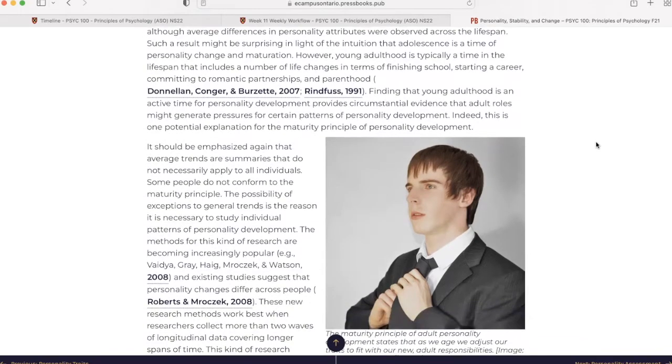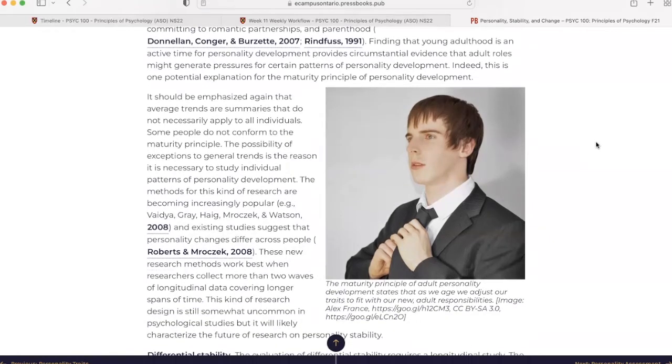However, young adulthood is typically a time in the lifespan that includes a number of life changes in terms of finishing school, starting a career, committing to a romantic partnership, and parenthood. Finding that young adulthood is an active time for personality development provides circumstantial evidence that adult roles might generate pressures for certain patterns of personality development. Indeed, this is one potential explanation for the maturity principle of personality development.